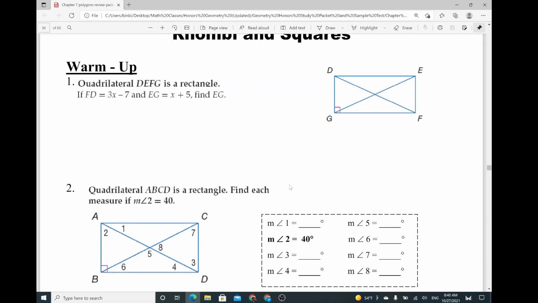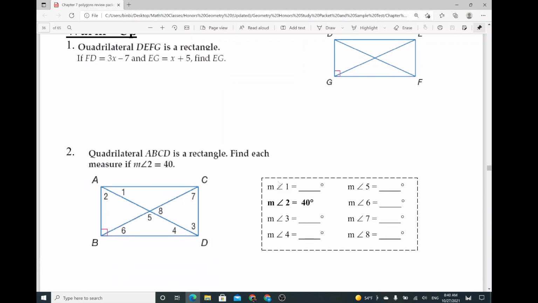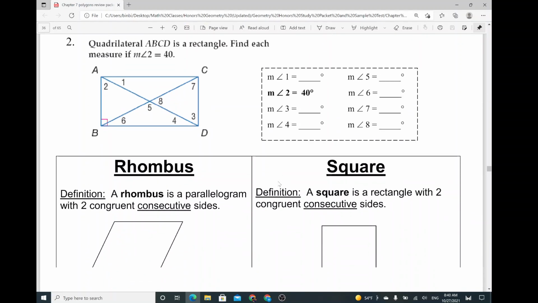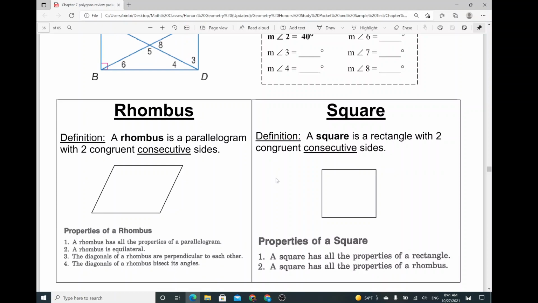So the warm-up problem, just like what we talked about last time for the special parallelograms: the rectangle is one of the special parallelograms, and the other two special parallelograms are the rhombus and the square. So, the definition of a rhombus: a rhombus is a parallelogram with two congruent consecutive sides.